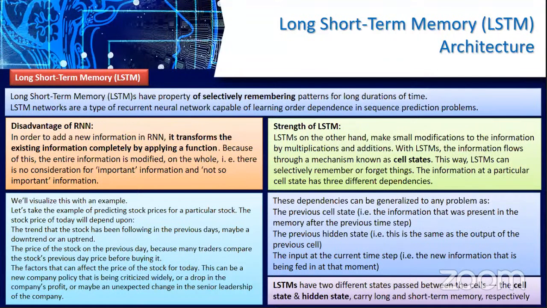As the name indicates, if you have a longer sequence of data, but you want a better representation for processing, there you can go for LSTM. Why should you go for LSTM? That's the first question somebody would ask. Before that, let's say, what is the disadvantage of going for RNN? In RNN, whenever you want to add new information, you have to completely modify it by applying a function, right?